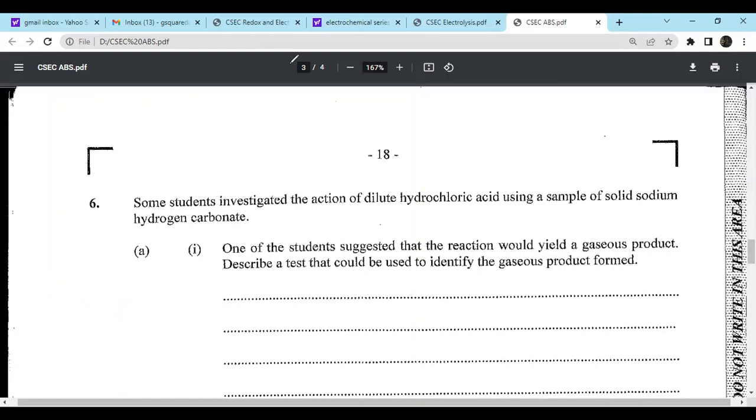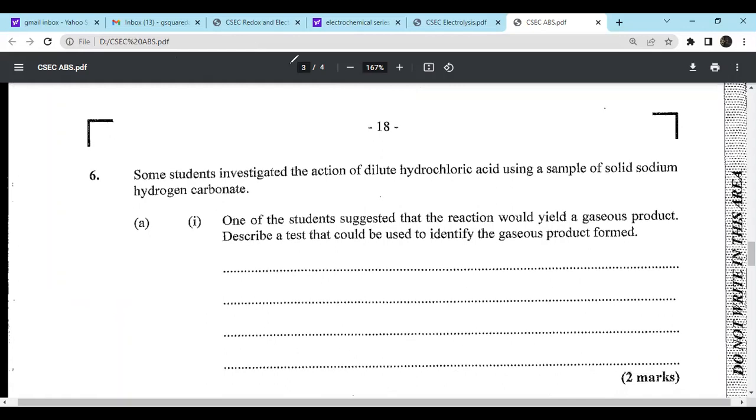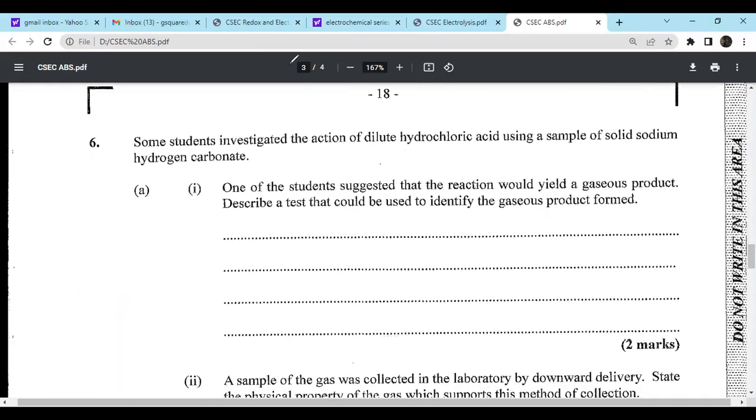Some students investigated the action of dilute hydrochloric acid using a sample of solid sodium hydrogen carbonate. One of the students suggested that the reaction would yield a gaseous product. Describe a test that could be used to identify the gaseous product.